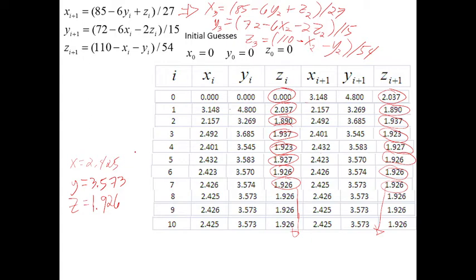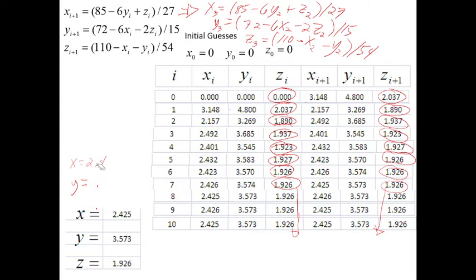I hope you understand. So x is 2.425, y is 3.573, z is 1.926.